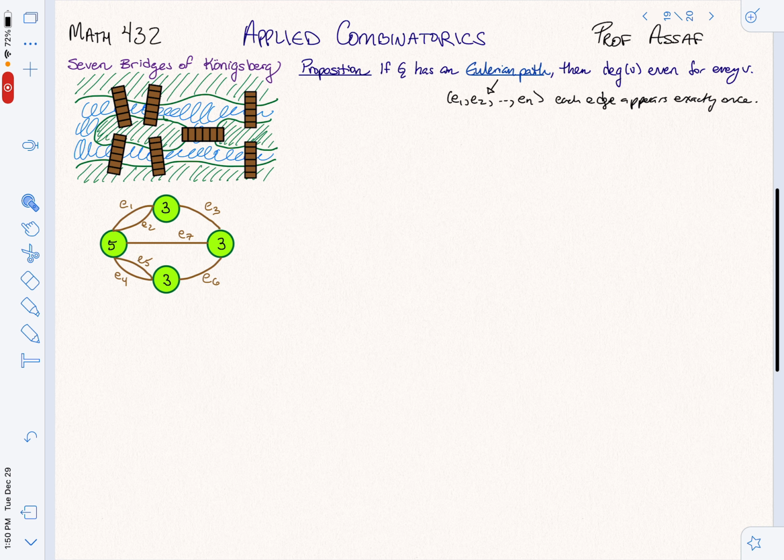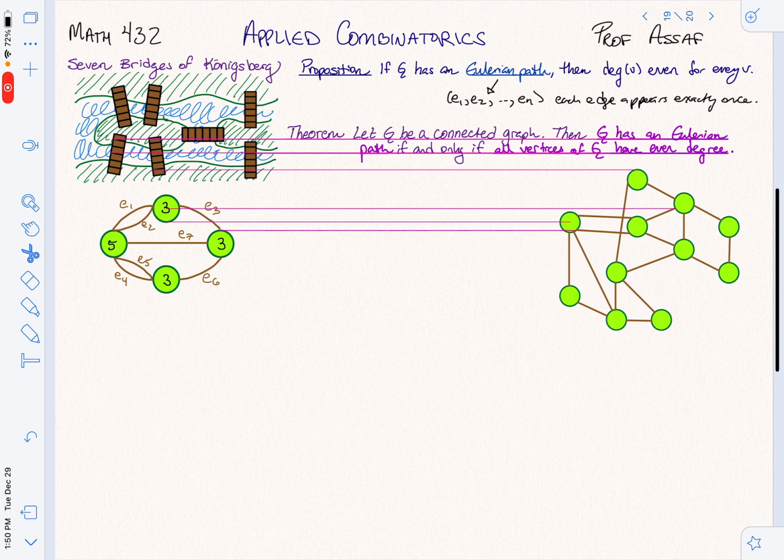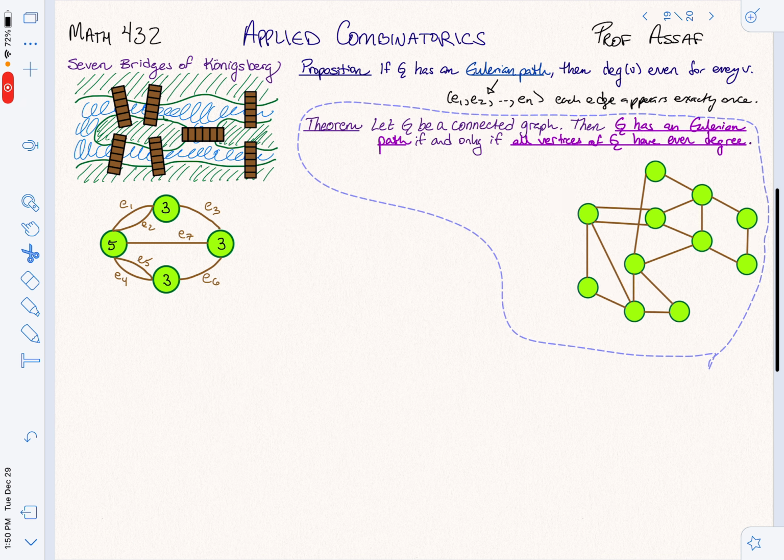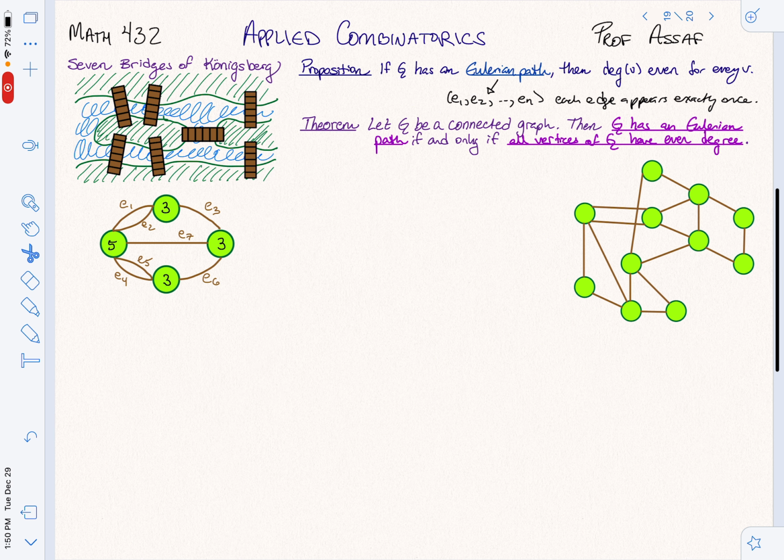But we can actually say more. We can say not only when there isn't a path, but when there is. So for that, we have the following theorem, which says that given a connected graph, so what does it mean to be connected? That means between any pair of vertices, there is a path between them. It doesn't matter which path, but there is some path between them. That's what it means to be connected. So suppose you have a connected graph, then G has an Eulerian path if and only if all vertices have even degree. So let's see how we could prove something like this.